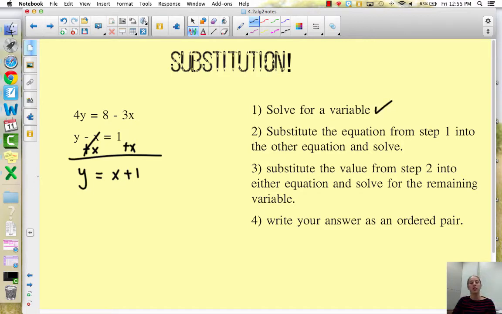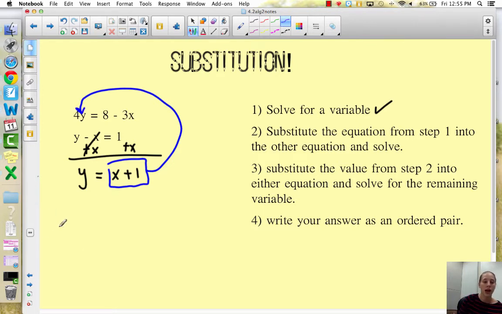Check. Okay, so then it says substitute the equation from step 1, so what we just got, into the other equation and solve. What that means is you're going to take whatever the y is equal to, so this x plus 1, and plug it in wherever I see a y in the other equation. So when I do that, I'm going to have 4 times (x plus 1). So I replace the y with the equation, right? And then equals 8 minus 3x. So now what I have is an equation that's all x's, so now I can solve it. That's why you get rid of the y and replace it with the other thing, okay?